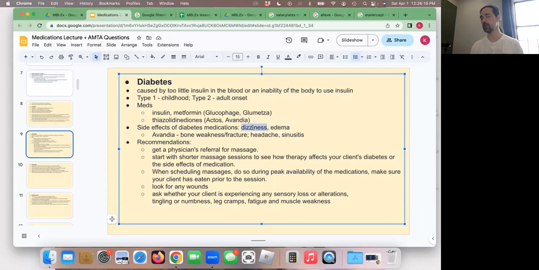Also dizziness. We know why dizziness is important for us, because when we have people on massage tables, eventually they have to get up, and that's a really, really serious risk.